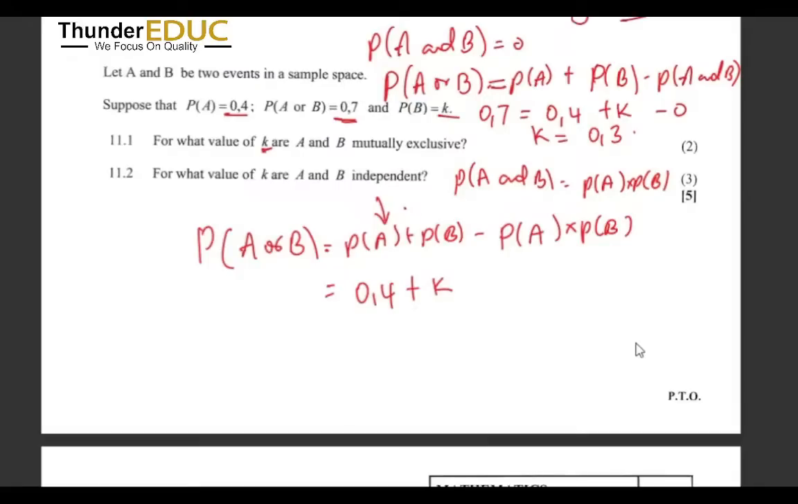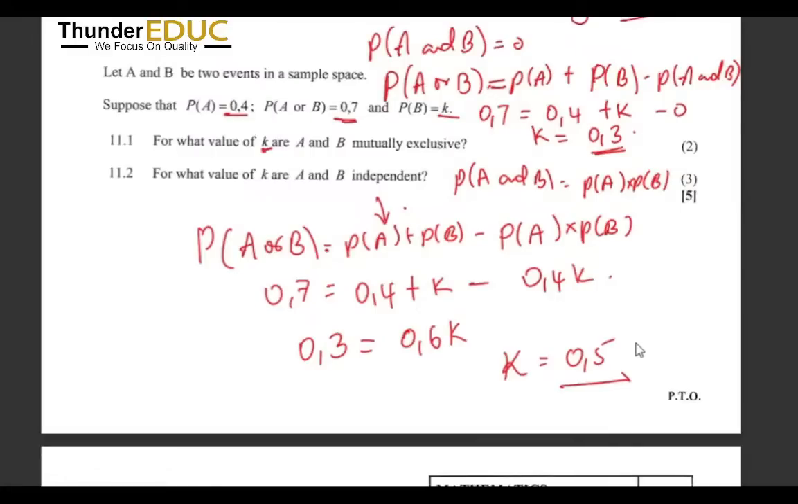Remember, we're looking for K. So whatever you got in the first question should not be brought down here. I'm subtracting 0,4 times K. This should give us 0,7. Move the 0,4 that side, it's going to be 0,3. 1 minus that is going to be 0,6K. Divide both sides by 0,6, which means K is 0,5. So that is question 11.